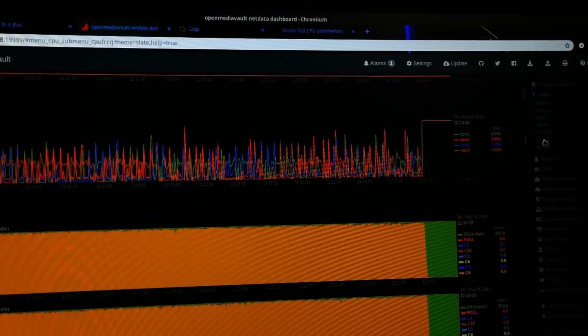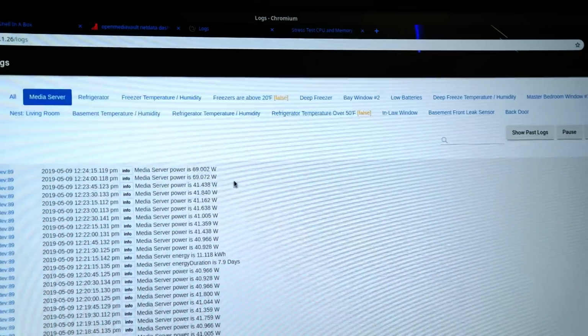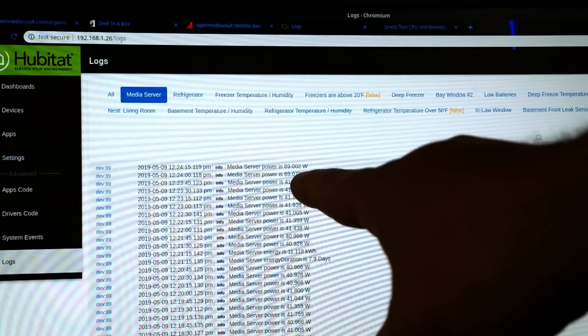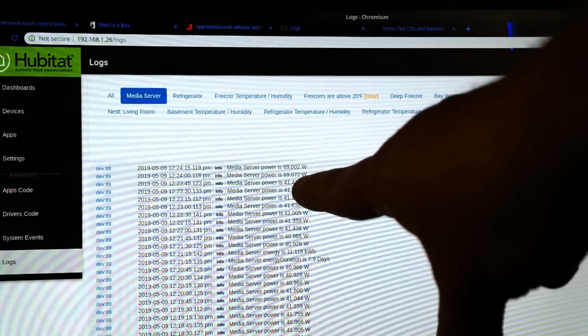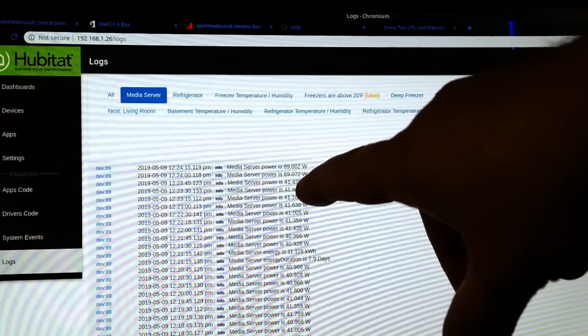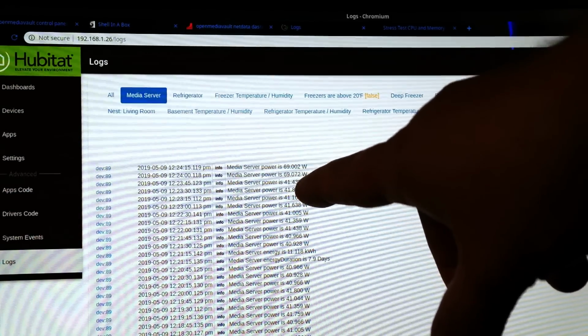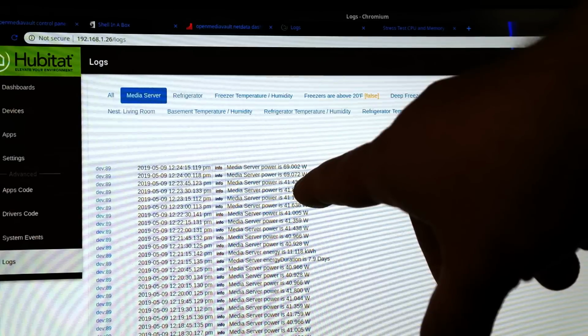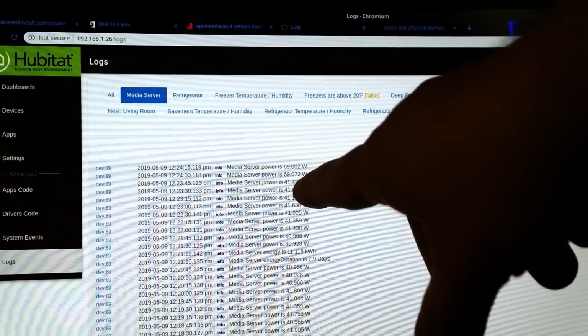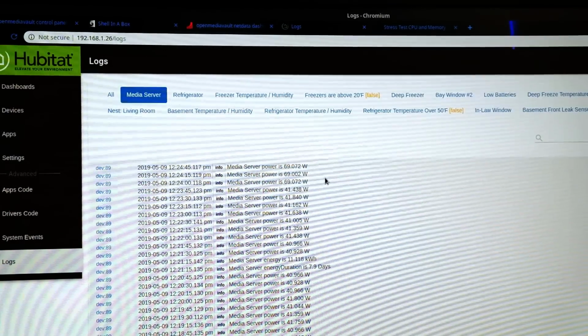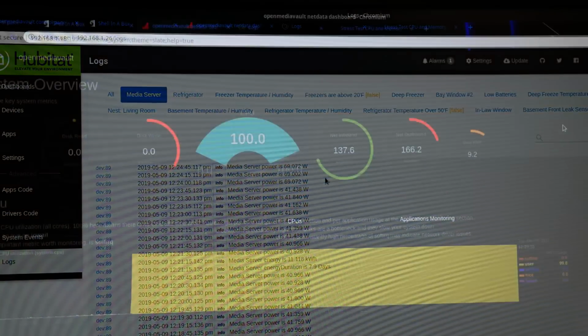Let's let that run, and if we go to our logs, right now it looks like 69 watts. So even on a CPU that has a 65 TDP, we're only seeing about a 30 watt increase in power usage, at least from the wall itself.